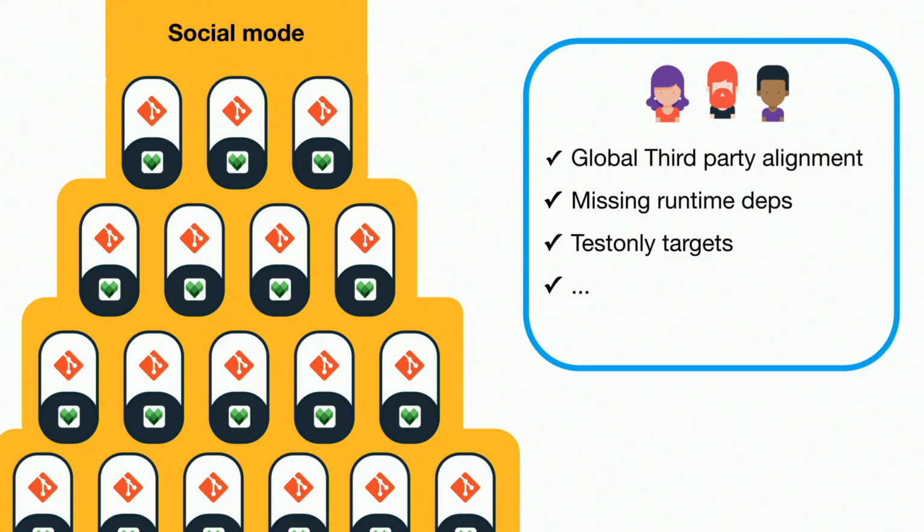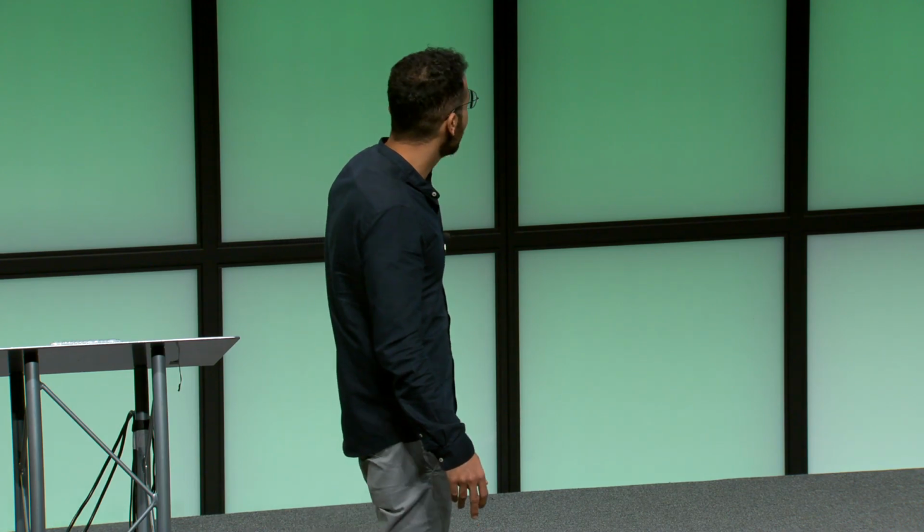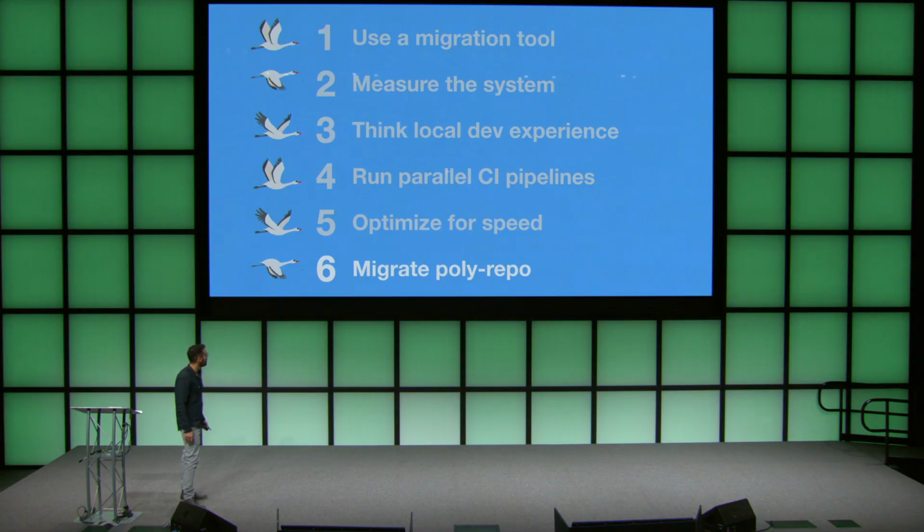And eventually, today, all of Wix repositories are part of the virtual monorepo. So we don't have dependencies on Snapshot. And this is basically the story of migrating Wix with polyrepo.